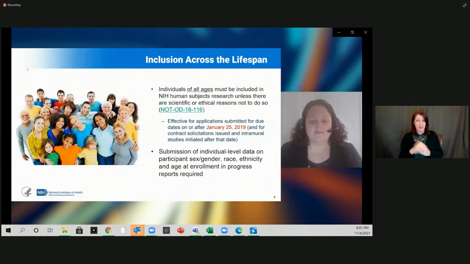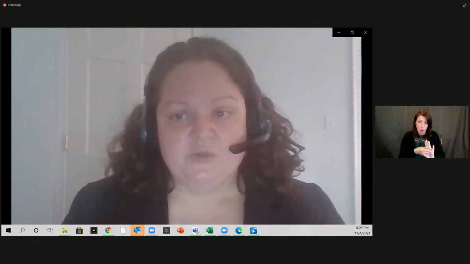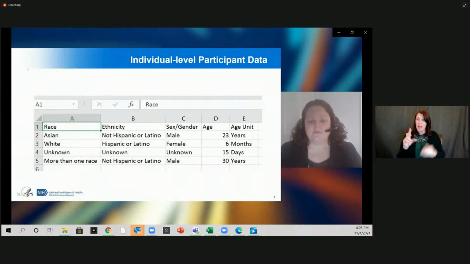NIH also requires the submission of individual level data on participant sex or gender, race, ethnicity, and age at enrollment in progress reports. So what are individual level data? This shows you an example of what individual level participant data may look like. In progress reports, you're required to submit a CSV file that includes the variables you see here. CSV files are compatible with many statistical programs and with Excel. Essentially, you provide a spreadsheet with race, ethnicity, sex or gender, age, and age unit. We have a template file that you can use to do so.